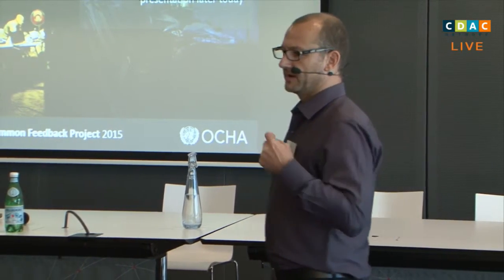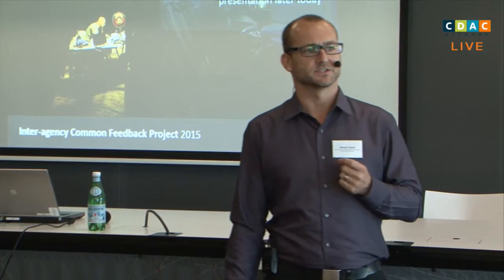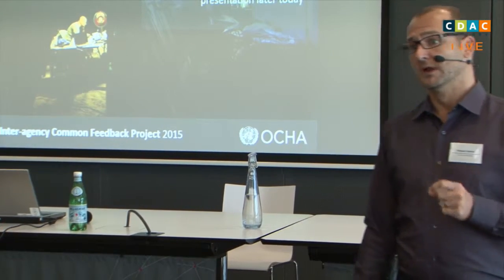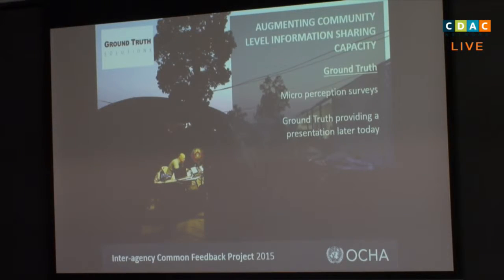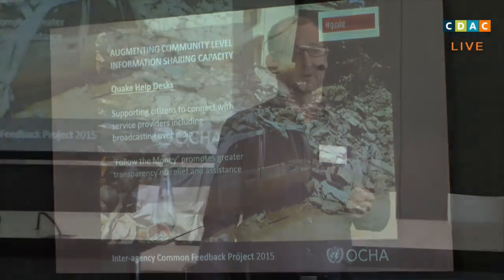So the idea for this project, there's 4 components, and it's basically to augment existing structures, processes for gathering and sharing information. So the first one, while not local, is Ground Truth. You'll hear from Nick a little bit later today. The idea for Ground Truth is to build the capacity and support a local implementing partner on developing and delivering micro-perception surveys. That local partner is also supporting citizens to connect with service providers. So it's basically a mobile help desk where young volunteers connected to district level government, connected to NGOs, connected to civil society, are physically walking around communities, asking people what are their needs, and then trying to help them connect to service providers, be it Save the Children, the government hotline, or UN partners.